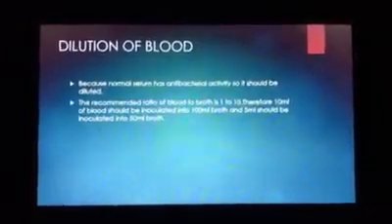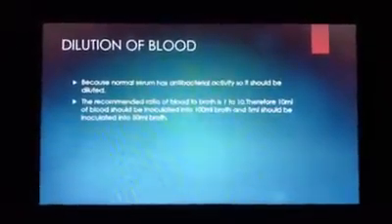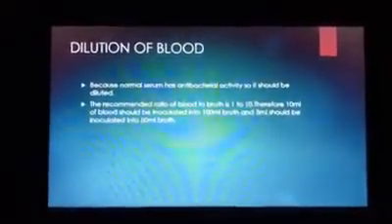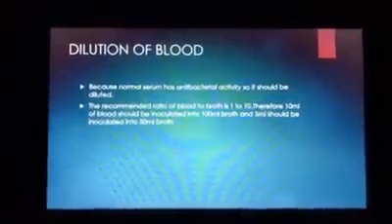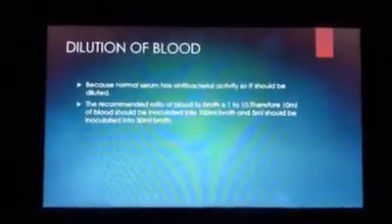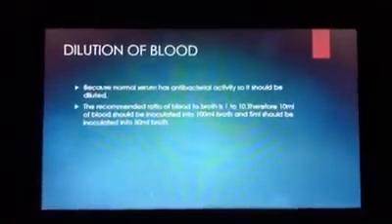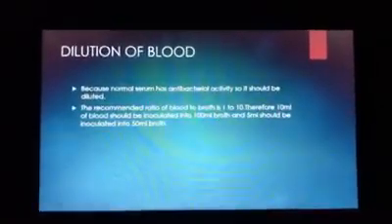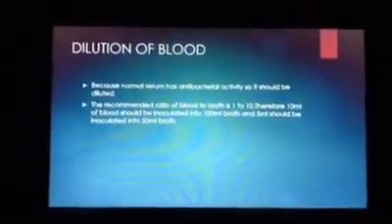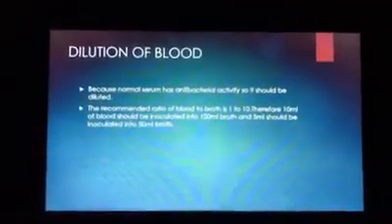Now, why is the dilution of blood important? I told you that we take 10 ml of blood for 100 ml of culture media and 5 ml of blood for 50 ml of culture media, because the serum in the blood has an antibacterial activity, so that should be diluted. And of course, how can we dilute it? By taking the blood in 1 ratio and the culture media in 10 ratios. Therefore, 10 ml of blood should be inoculated into 100 ml broth, and 5 ml should be inoculated into 50 ml broth.